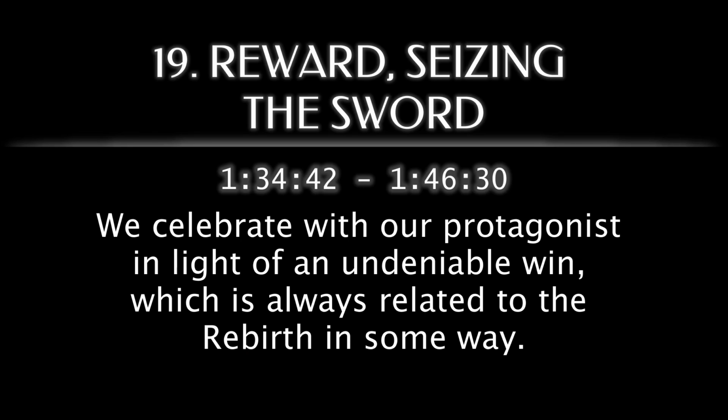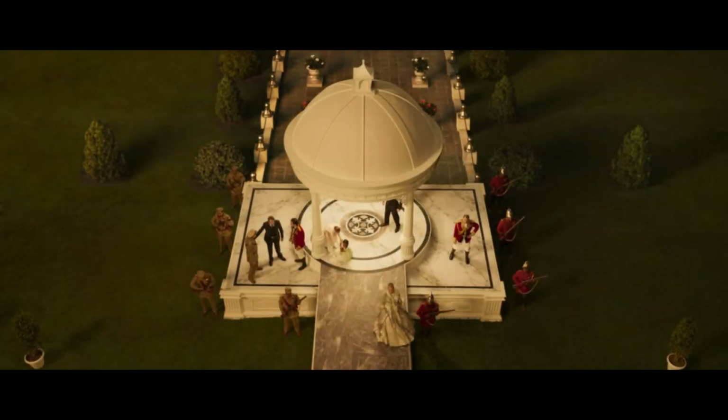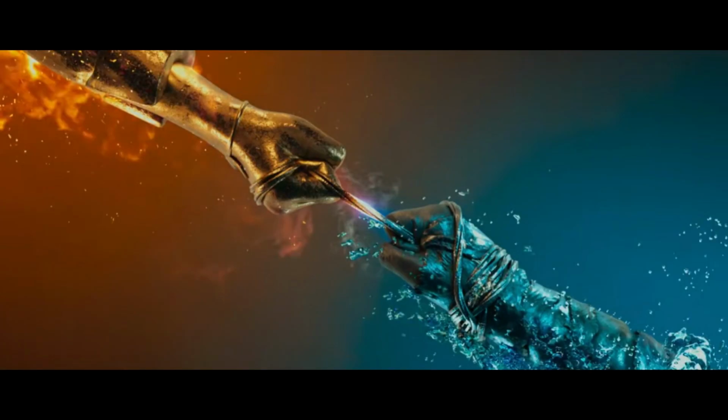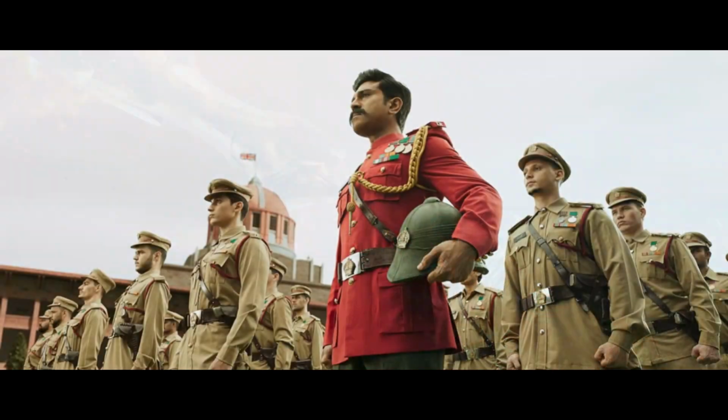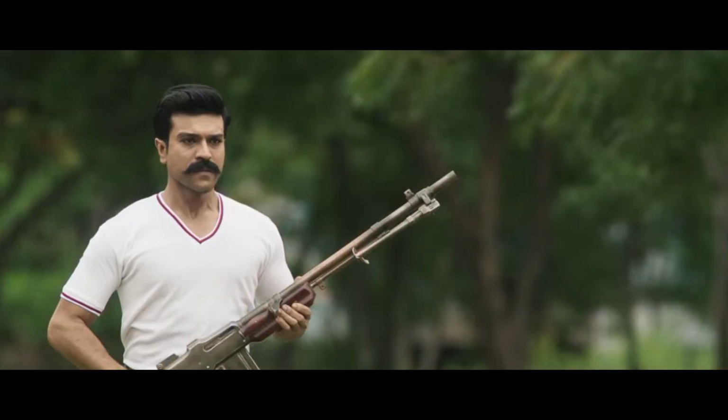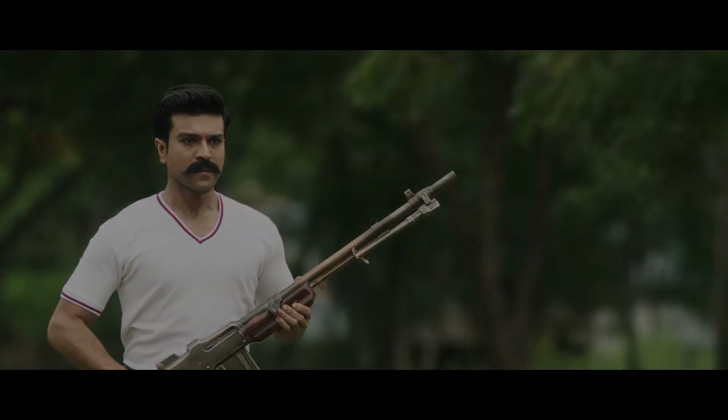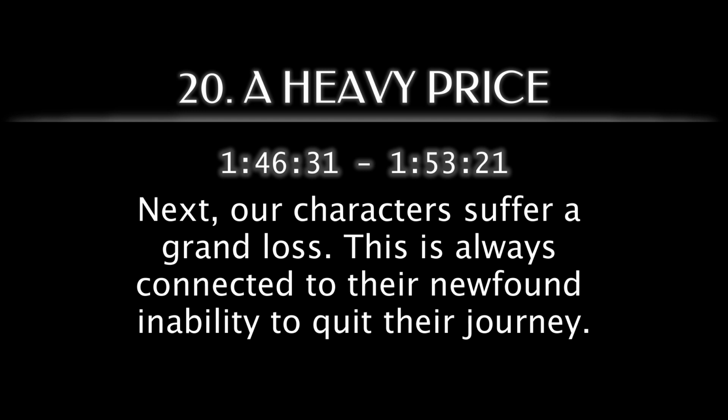We celebrate with our protagonist in light of an undeniable win, which is always related to the rebirth in some way. Beam catches up with Molly and the British, and despite his personal loss, he makes one final connection to Rom. Then Rom finally receives the promotion he's been seeking, and it's revealed that the secret cop is really a secret revolutionary. Next, our characters suffer a grand loss, and this is always connected to their newfound inability to quit their journey.